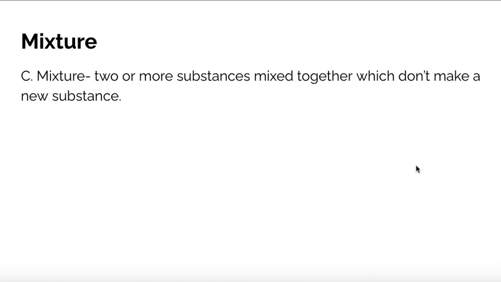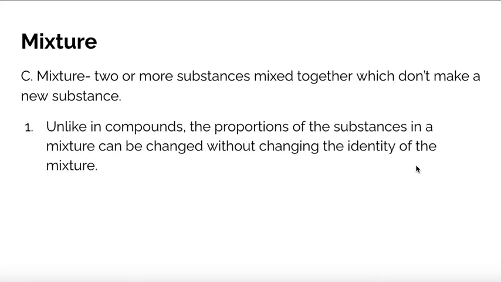Your blood is a mixture made up of elements and compounds. It contains white blood cells and red blood cells, water, and a number of dissolved substances. The different parts of blood can be separated and used by doctors in different ways. The proportions of the substances in your blood change daily, but the mixture does not change in its identity. So, mixtures, unlike compounds, have proportions of the substance that can be changed without changing the identity of the mixture.